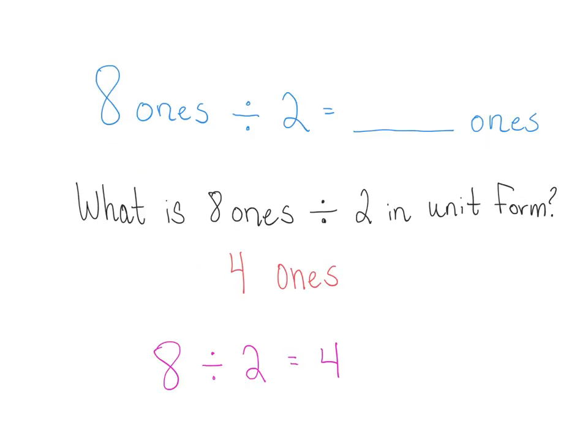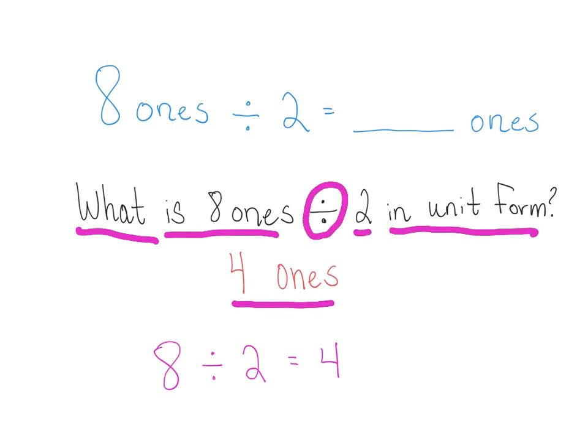8 ones divided by 2 is equal to 4 ones. What is 8 ones divided by 2 in unit form? We would write it as 4 ones. But the traditional way is just 8 divided by 2 is equal to 4. The 8 is our total, and the 2 is representing how many groups we're putting that 8 into. And the 4 would represent how much is going into each group.